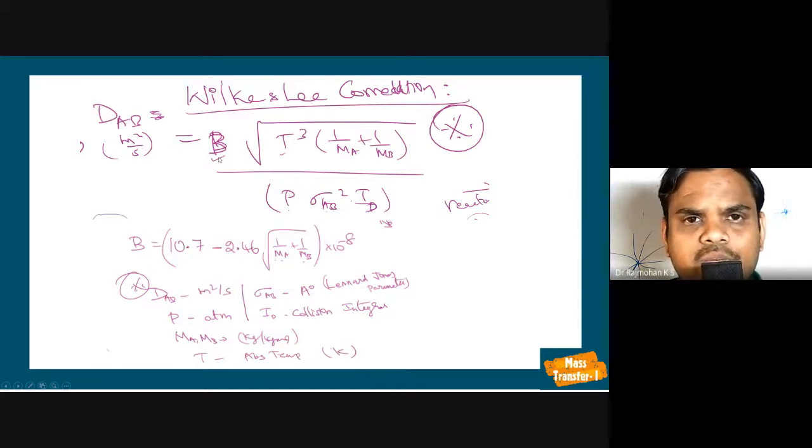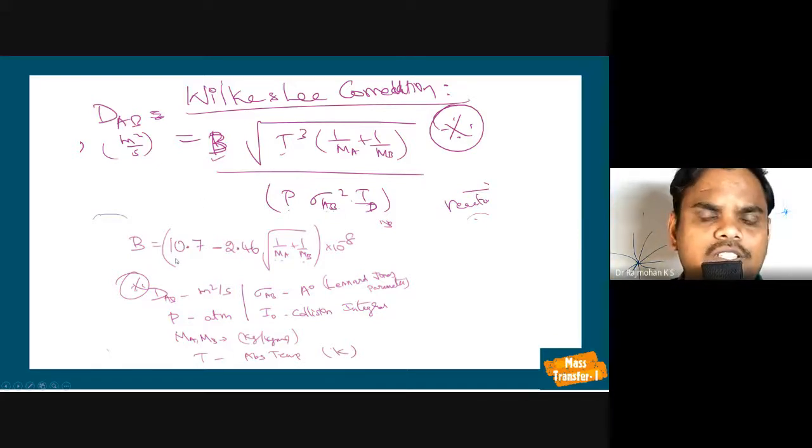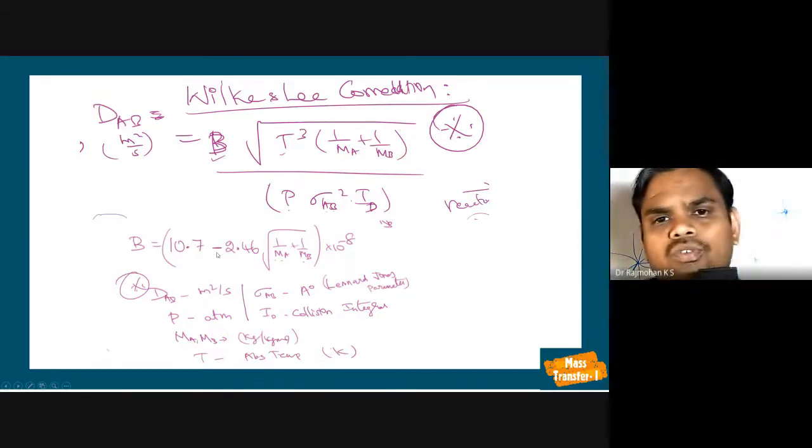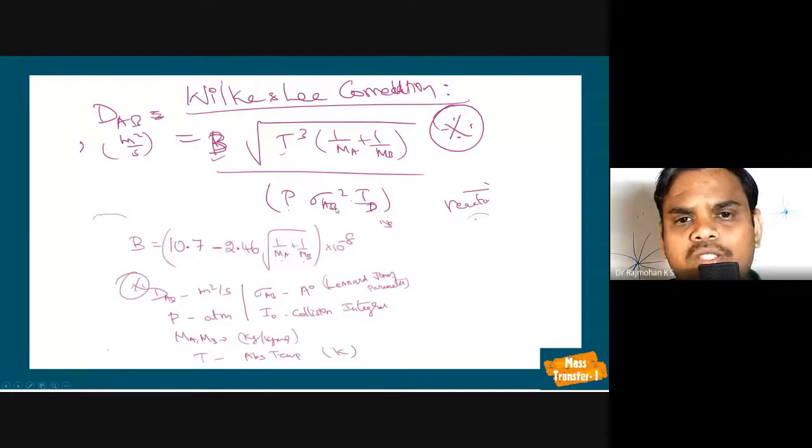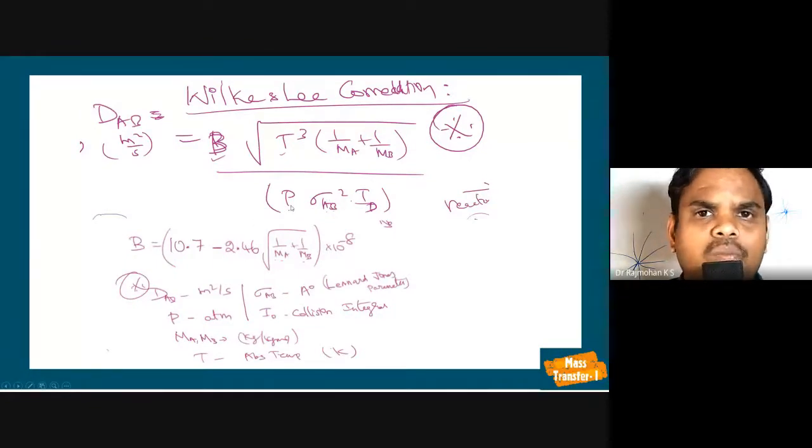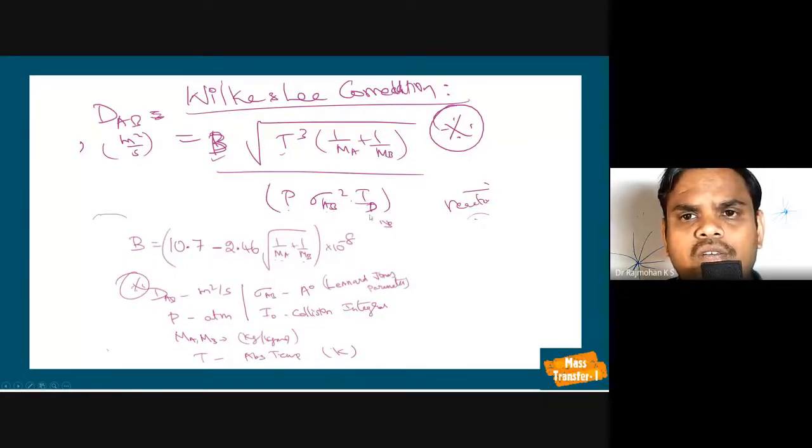Okay, so where is B? We have an expression for B, which is again a function of 1/MA and 1/MB. DAB is in terms of meter square per second. We have sigma AB in Angstrom. We have the P term to be substituted in atmosphere. We have the collision integral, dimensionless, and we have MA and MB molecular masses in kg per kg mole, and then temperature T, which should be in absolute temperature.